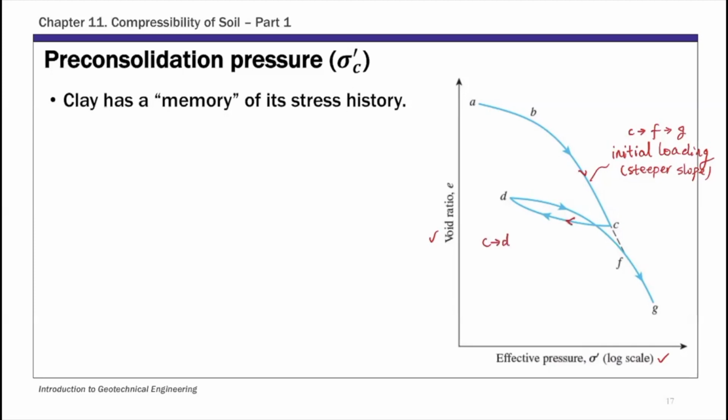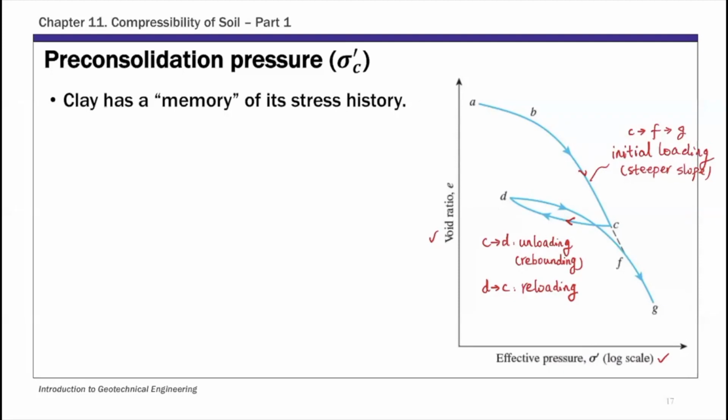So at some point, we're doing an unloading. And this is also called rebounding. And then after that, D and C again, this is reloading. And after C, the material goes back to the initial loading. So this is very typical. This is what you typically observe in a 1D consolidation test of clay. So that's loading, unloading behavior.